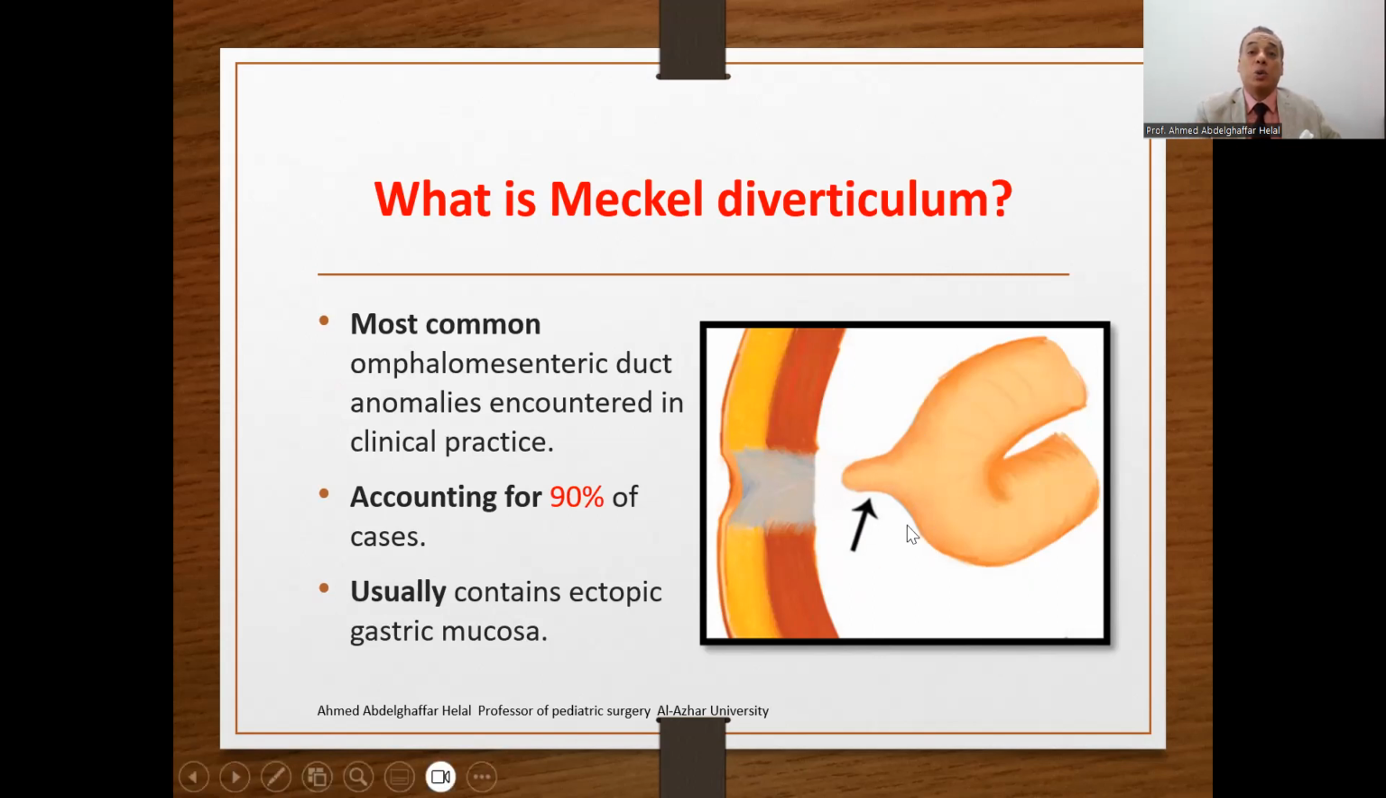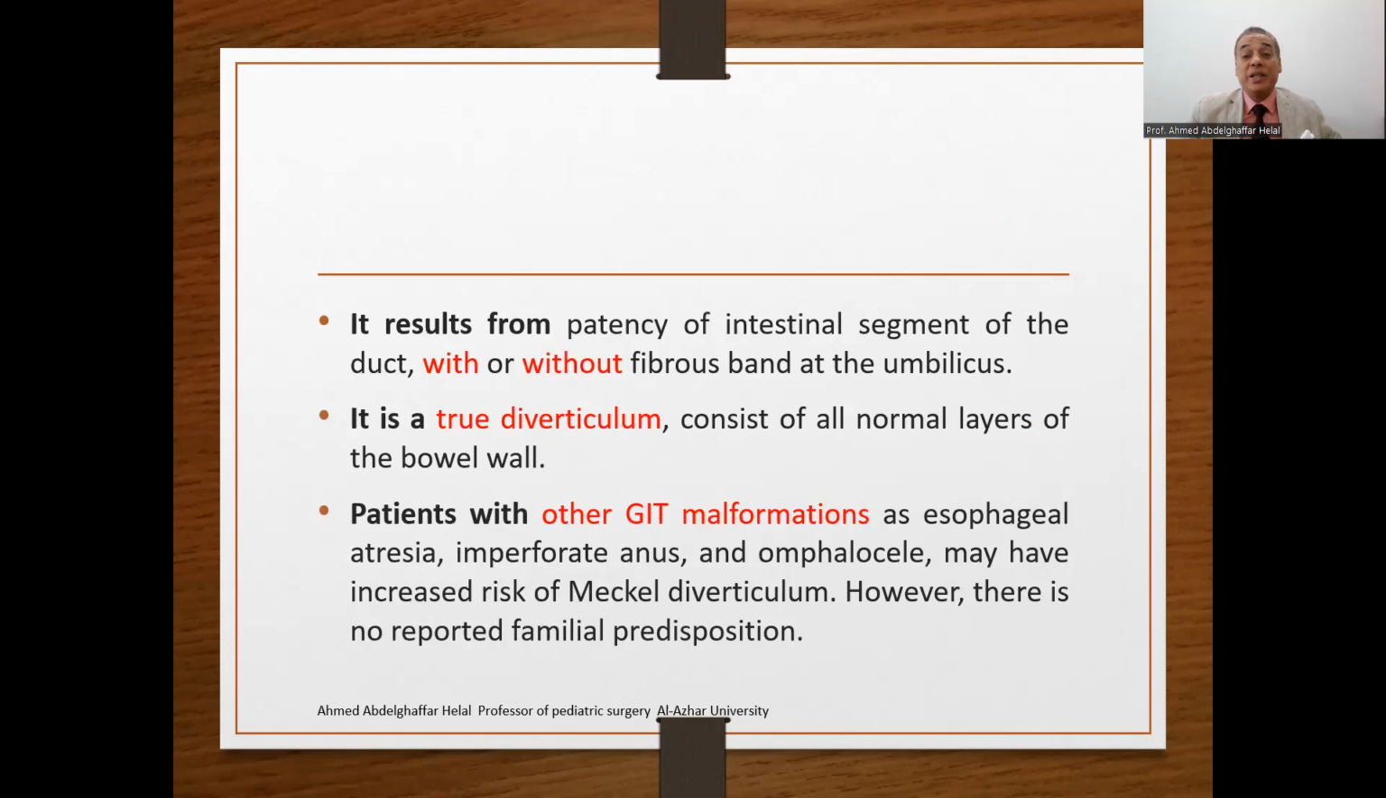It usually contains abnormal gastric mucosa, and this is the cause of many problems presented with this diverticulum. It results from patency of the intestinal segment of the duct with or without a fibrous band attached from the tip of the diverticulum to the umbilicus. It is a true diverticulum. What is meant by true? It consists of all normal layers of the bowel, not false, not a cyst. It is a true diverticulum.